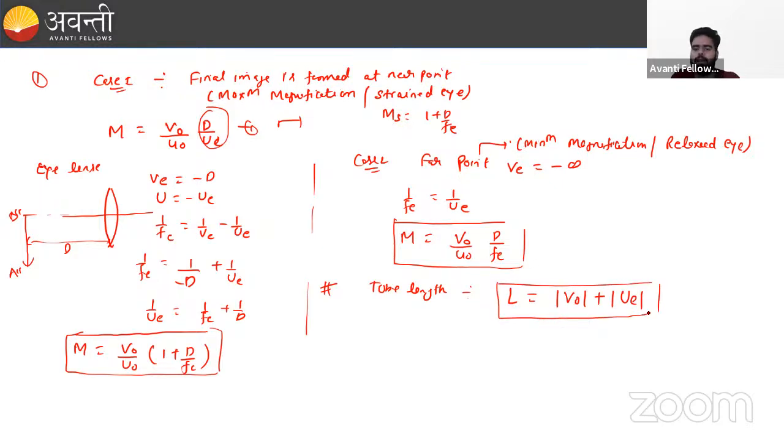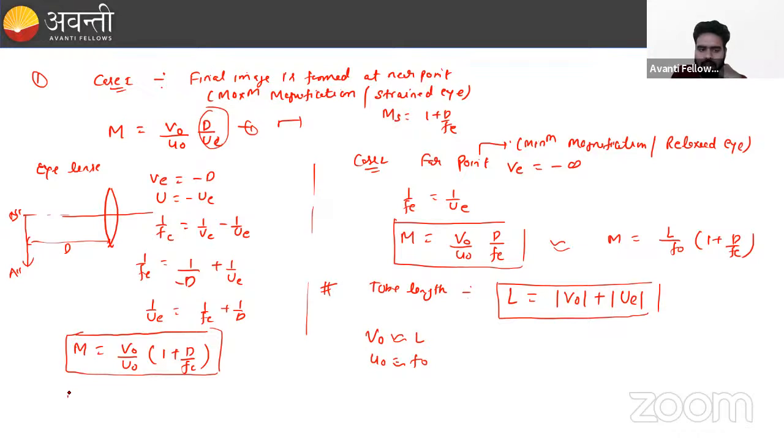Sometimes we consider an approximation when the object distance is not given. Then what we consider is that V0 is directly replaced by L, and U0 is replaced by F0. So sometimes the approximation is also considered, and this formula will become L upon F0 times (1 plus D by Fe).